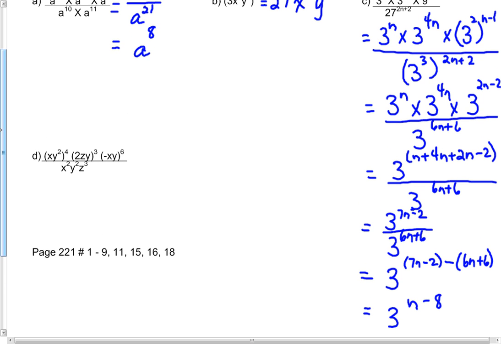Can I leave that? Yep, you can see it. There we go. X y squared to the power of 4 times 2zy cubed times negative xy to the power of 6. What a mess.